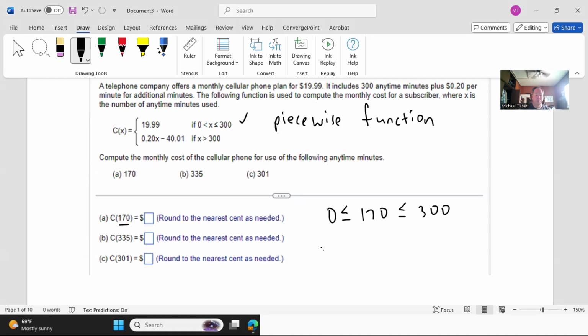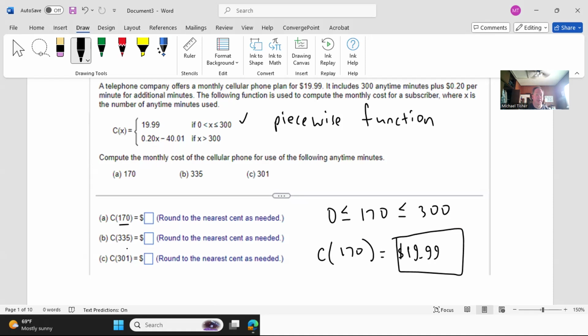So if we do that, c of 170 is equal to, and since we use the first one, it's going to be 19.99. So that's the answer to the A part. If we use 170 minutes, we're going to pay $19.99. All right, now let's do the B part, c of 335.